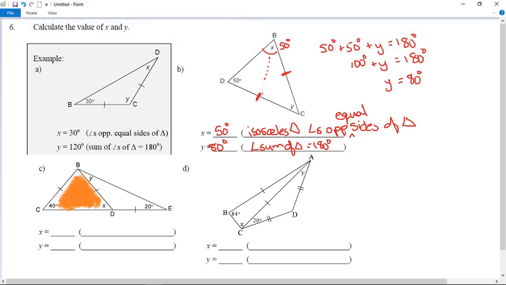If you look at triangle BCD, this is B to C to D and back to B. This marking is over here. So if we have a look at this triangle, we've got this marking here and this marking here on triangle BCD. Okay, so the opposite angles to the congruent sides are equal. So x is equal to 40 degrees.